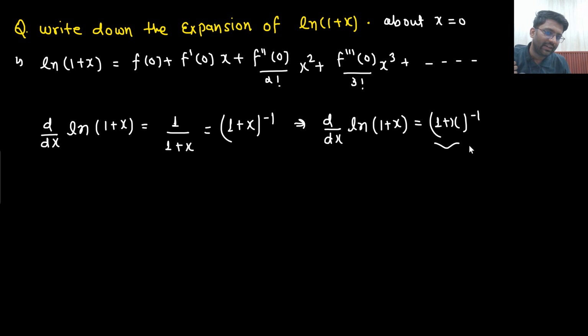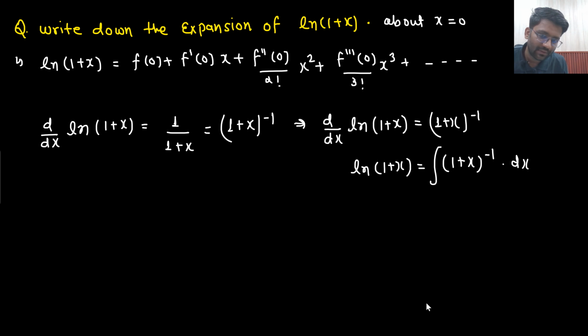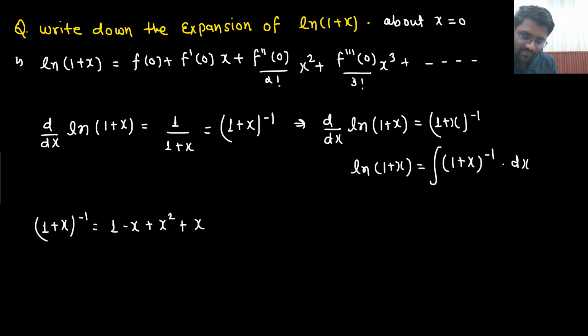So sir, if I write down its expansion and then integrate it, ln 1 plus x would be equal to the integration of 1 plus x to the power minus 1 dx. So you write down the expansion of 1 plus x to the power minus 1 and then integrate it, you will get your answer. I clearly remember the expansion of 1 plus x to the power minus 1: 1 minus x plus x square, then the plus minus rule is followed, plus minus plus minus and so on.